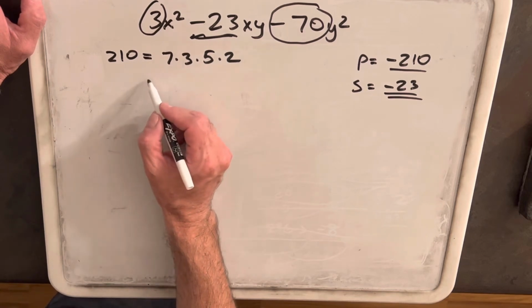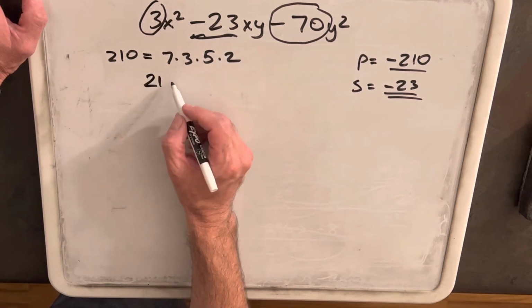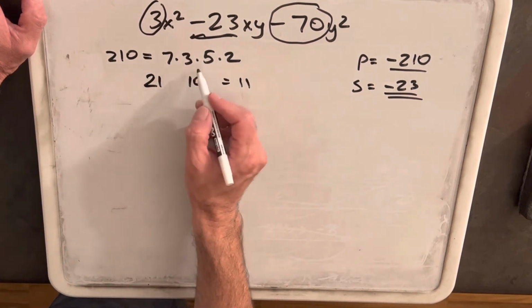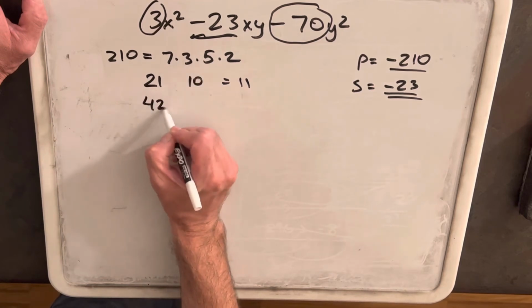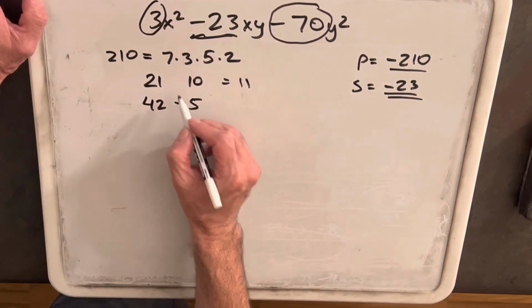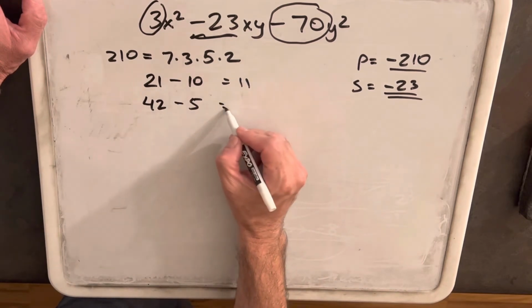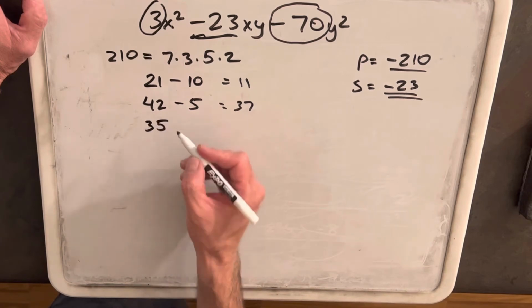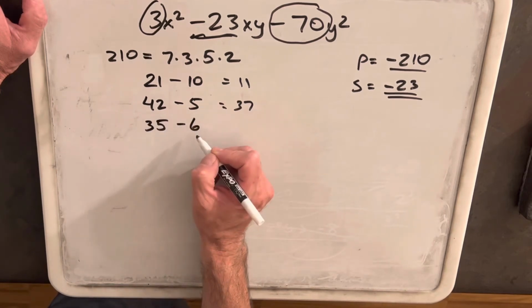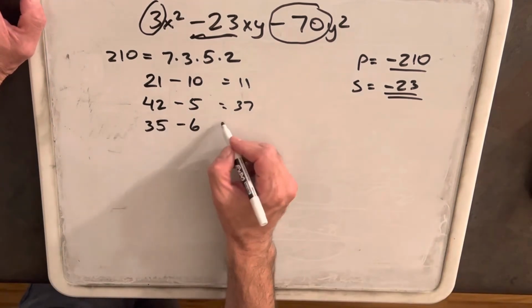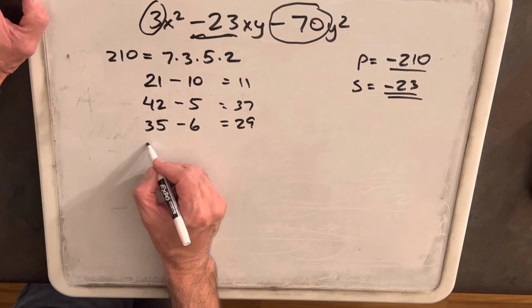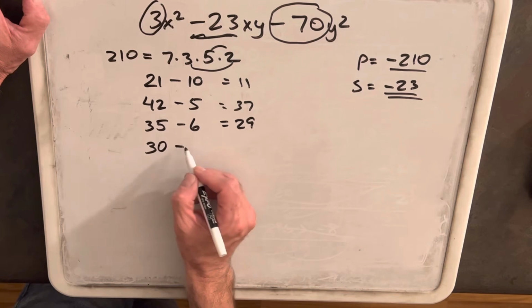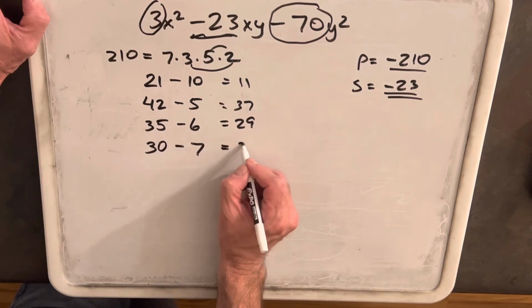So we can play around. If we look at the difference between 21 times 10, it is 11. If we look at, let's say, 42 times 5, that would be 37. And it turns out that what works, I think, is 35 times 6. No, I'm wrong, not 35 times 6, that's 29. One more, we need 30. So we have 6 times 5 is 30, times 7 is 210, and if we subtract that, we get 23.